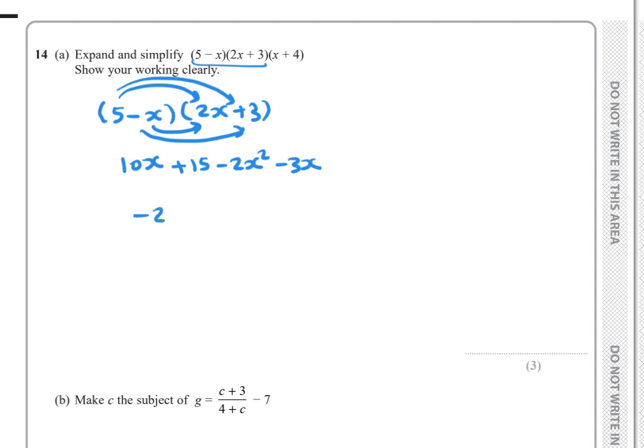So negative 2x squared, 10 minus 3, so 7, so 7x plus 15. Now multiply that by x plus 4.